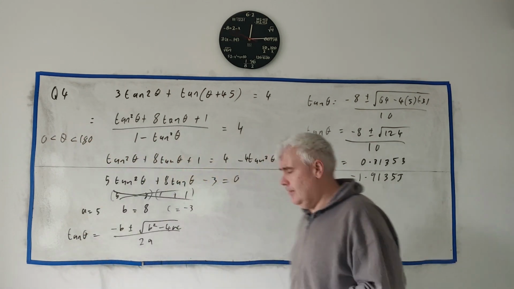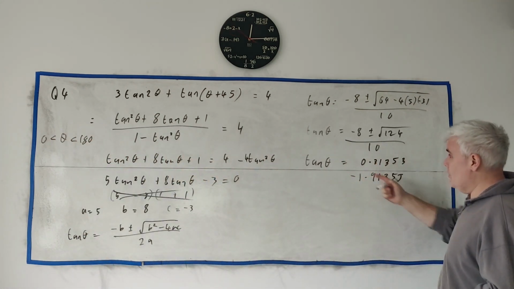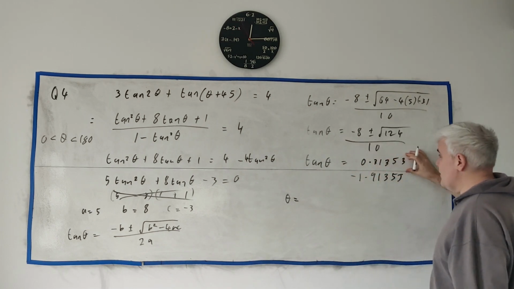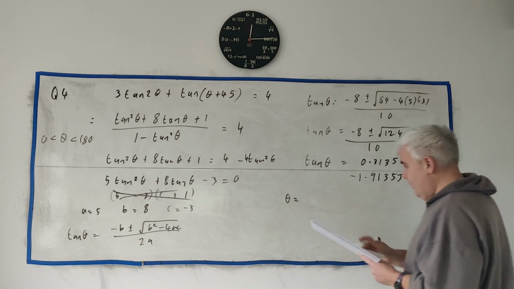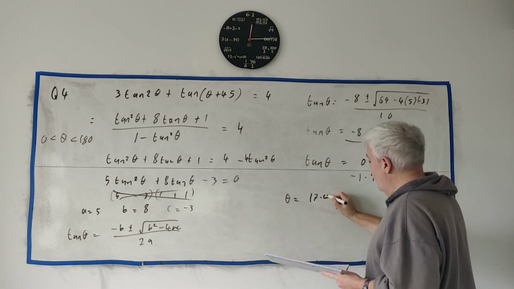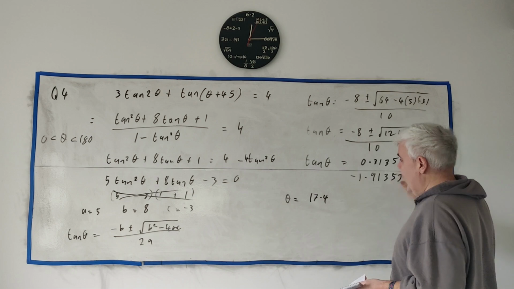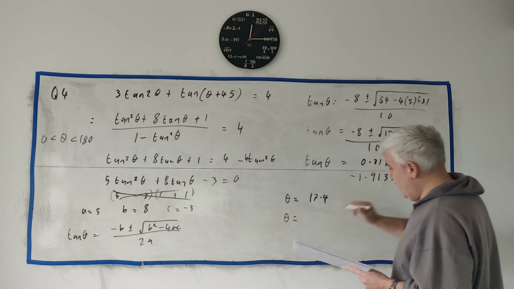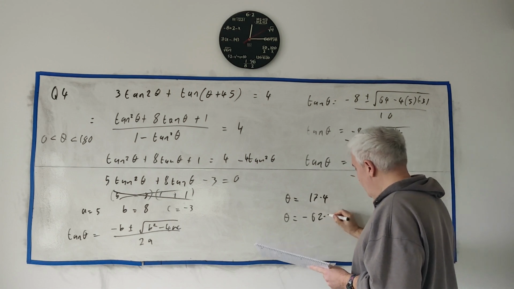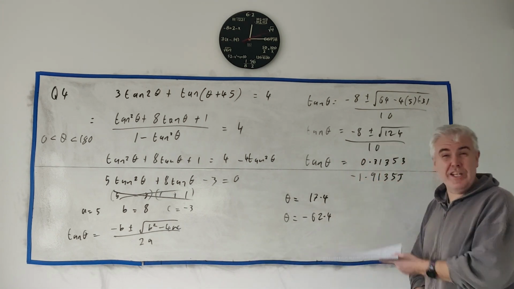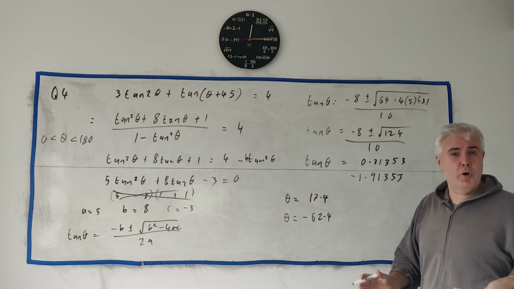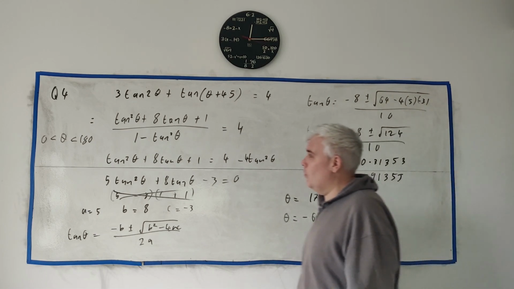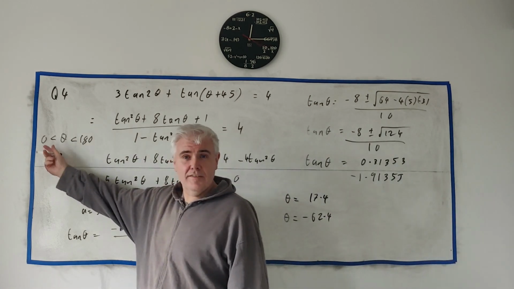So what is theta? Well, here are two options for tan theta. We can just get theta is equal to the inverse tan of that, which will give you 17.4. That seems okay. And the next one, your calculator will give you, if you put this in, minus 62.4. So many students leave this as their two answers. They walk away, and they've lost the mark. Minus 62.4 is not an answer.